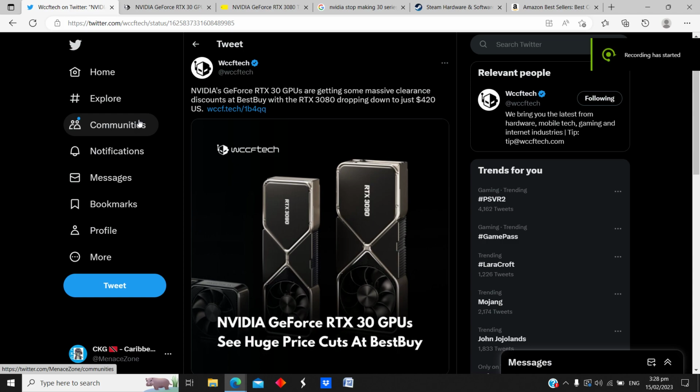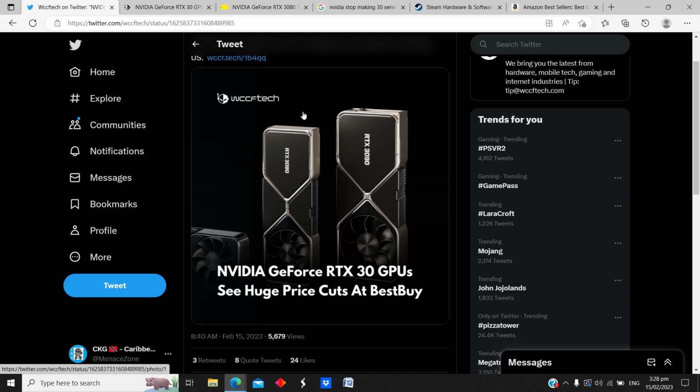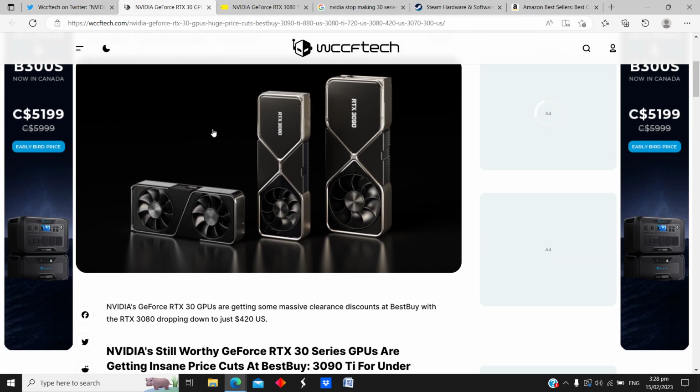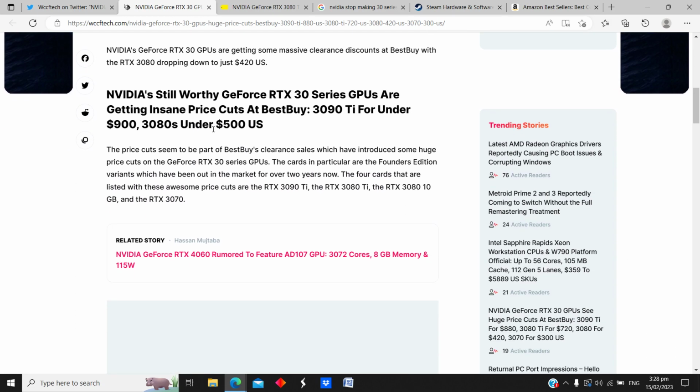Today we are going to be talking about Nvidia's announcement of the RTX 30 series GPUs getting massive clearance discounts in 2023, with the RTX 3080 10GB dropping to just $420. This is great news if you think about it in one sense, but let's just get into the article where they are showing that all of the RTX 30 series cards and the mainstream cards are all on sale.